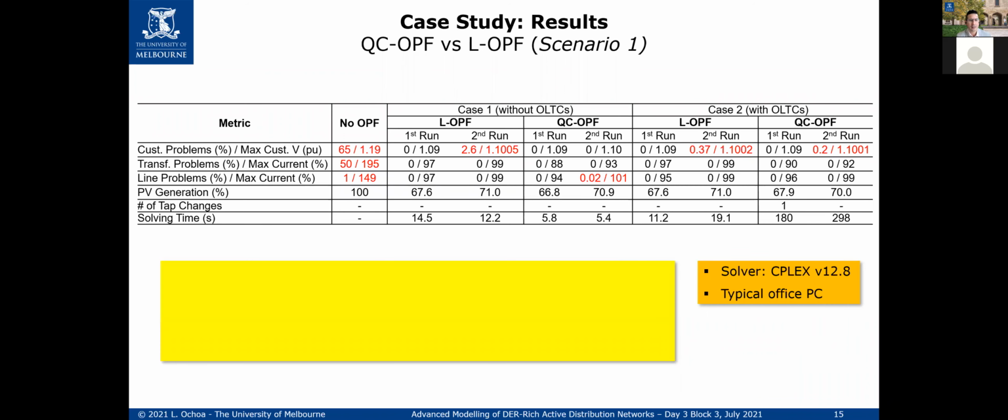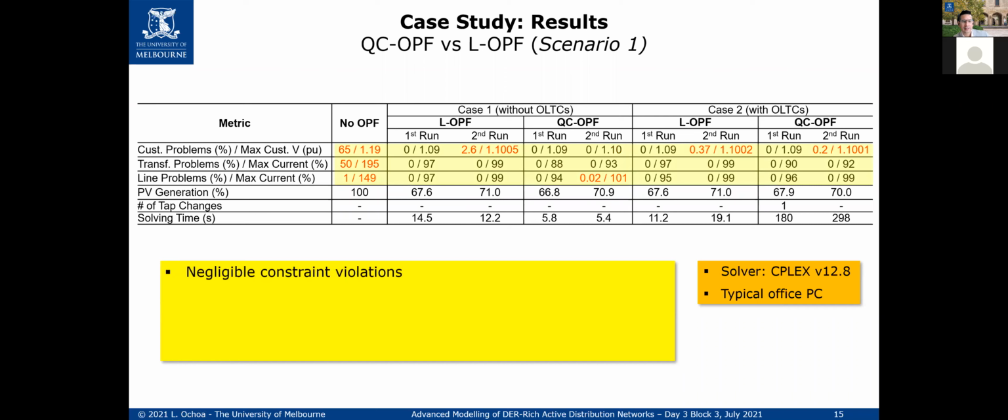In terms of these initial results for this particular scenario, what we are seeing here is the linearized OPF on the left, and the quadratic constraints. This is without LTCs and then with all LTCs. And then we have the different metrics: the number of customers with problems, remember these thousands of customers, transformers with problems, so congestion, line problems, congestion as well, how much PV generation we have out of the whole potential, because we're curtailing eventually, tap changes, and the solution time in seconds.